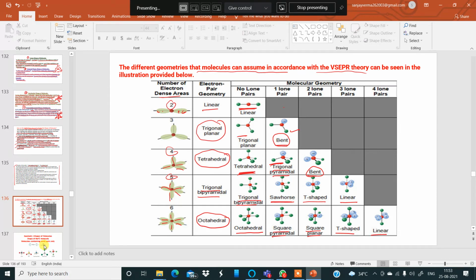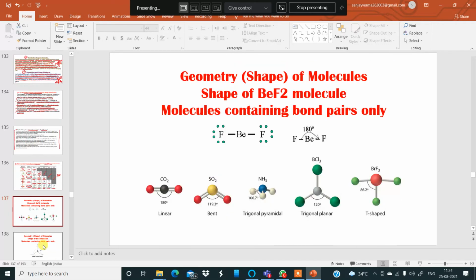So this chart becomes very, very important for you all to summarize on the basis of VSEPR theory the different geometries of molecules depending upon the number of lone pairs. For one lone pair, for two lone pairs, for three lone pairs, for four lone pairs, there are different geometries or different shapes. Okay, now looking at the next slide, let us go in detail now. Let us look at this one.